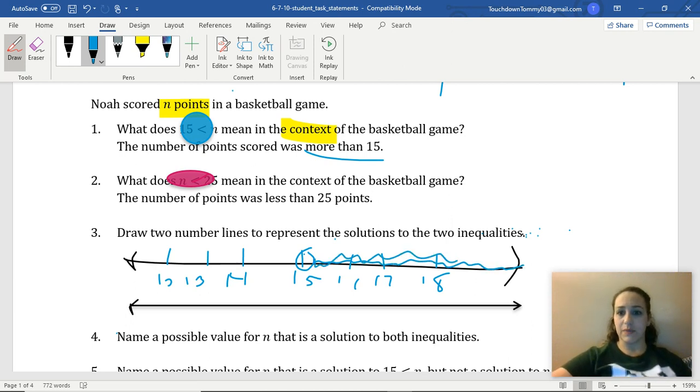It doesn't tell us specifically, other than it is more than. So when I make this graph, it could be anything higher than that. So I'm going to shade that whole side of the number line.